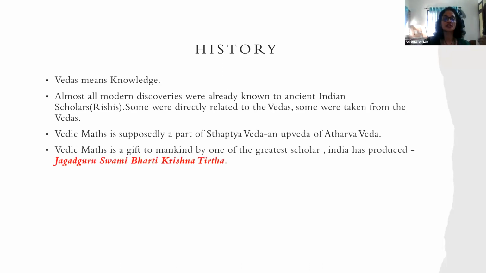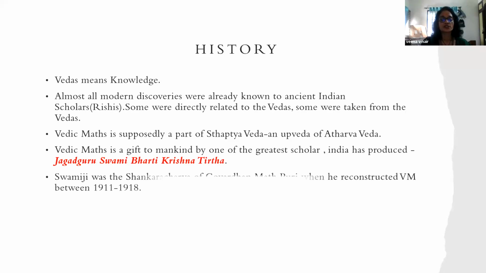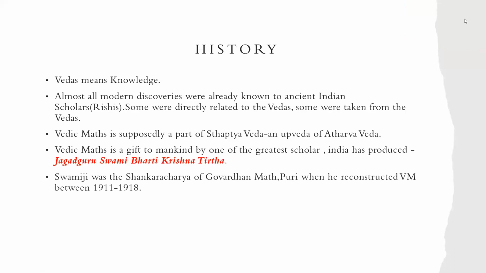Vedic mathematics is a gift to mankind by one of the greatest scholars India has produced, that is Jagat Guru Swami Bharati Krishna Tirtha. Swamiji was the Shankaracharya of Govardhan Mutt, Puri, when he reconstructed Vedic mathematics between 1911 and 1918.